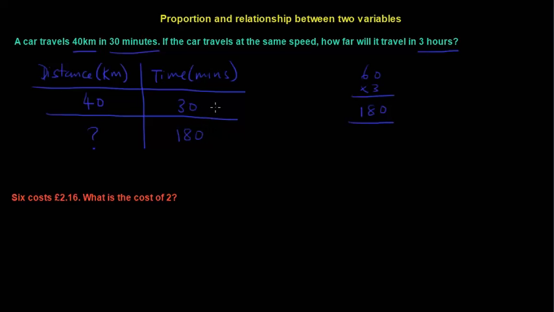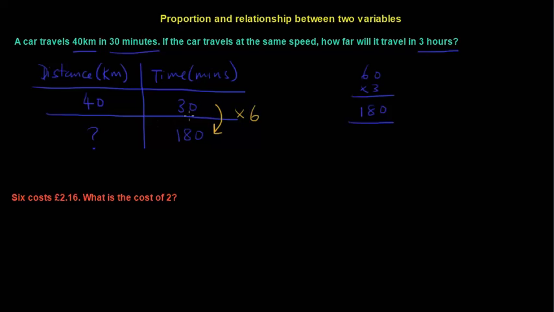So I'm just going to go ahead and show you how I do that. So 30 multiplied by 6 gives me 180. Once again, you can only multiply or divide as you're going across or from top to bottom or bottom to top. So you can never add or subtract, for example. In proportion questions you can only multiply and divide.